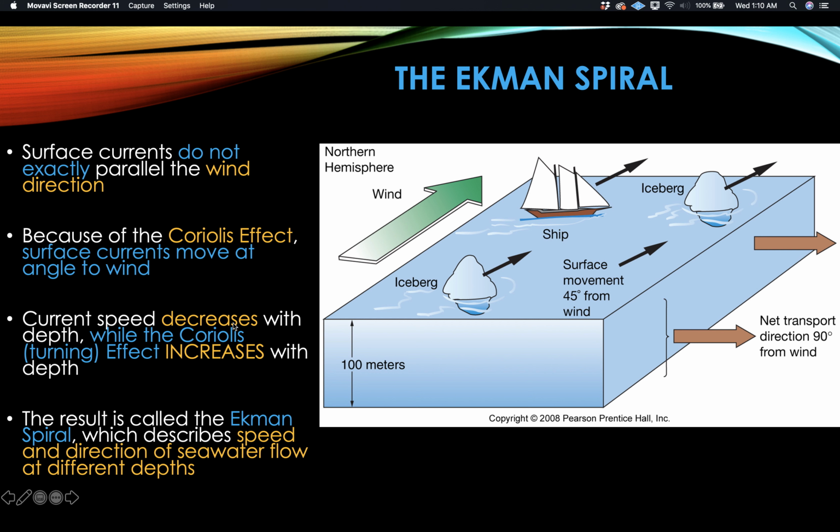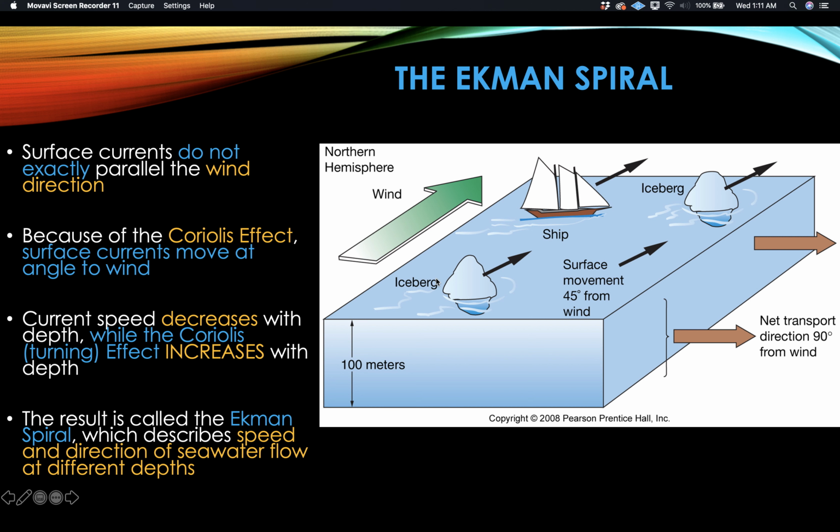Current speed also decreases with depth. So the deeper you go, the slower the speed of the water will be. Whereas the effect related to the Coriolis effect, that increases with depth. So the curvature or the deflection due to the Coriolis effect increases with depth. And the result of those two things is called the Ekman spiral. The Ekman spiral describes the speed and direction of seawater flow at different depths.